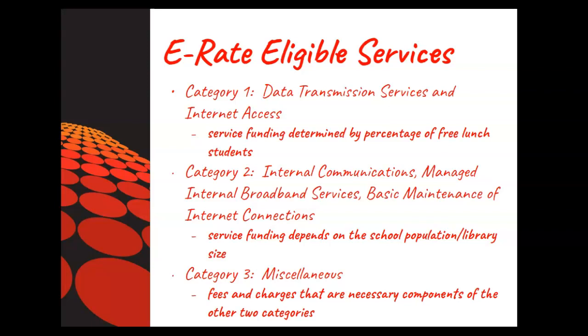Category 2 is internal communications, managed internal broadband services, maintenance of internet connections, all those things that the district also needs in order to be able to have a huge internet running within our school. It just amazes me, even in a little country school, the broadband services and things like that are needed that I don't understand, but we do need them. So service funding for that depends on the school population or your library size, especially if the library applies for funds separately and it's a separate account.